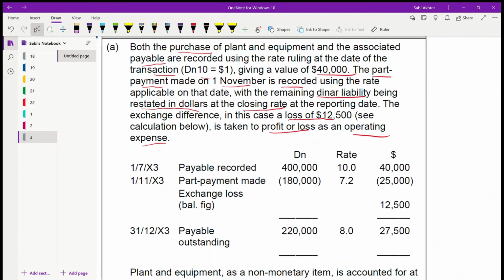Now this table is repeated with the dates. Don't forget to give the dates: opening, the middle for the part payment, and the closing. You recorded the payable at that rate and converted it: one column for dinar, one for the rate, one for the dollar. Then the part payment you deduct at its rate. Whatever is outstanding, use the closing rate and convert. Definitely there's a difference. This is a loss, because it means your payable outstanding at year end is more than what you have actually paid. That's why it's a loss.